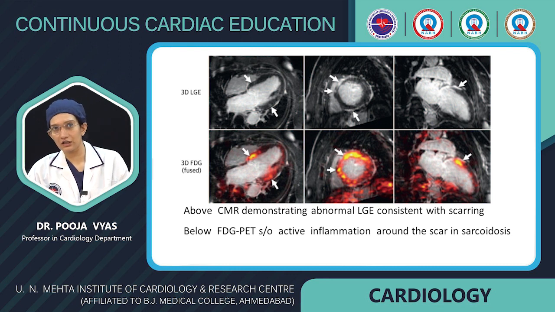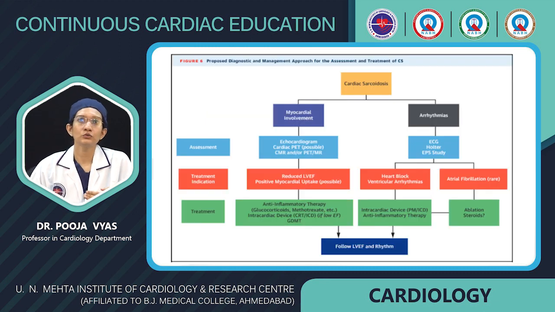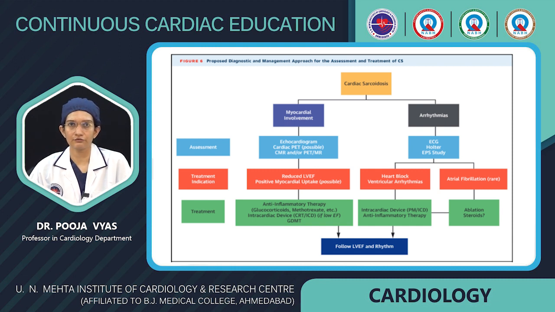So these are the typical findings of cardiac sarcoidosis. So how do we manage patients with cardiac sarcoidosis? There can be rhythm abnormalities or there can be abnormalities in the myocardium. If we find that there is myocardial involvement and it is proven on FDG PET or on cardiac MRI, then we should give the patient anti-inflammatory therapy in the form of glucocorticoids or methotrexate, and if the patient is a candidate for CRT or ICD, then we should give it.